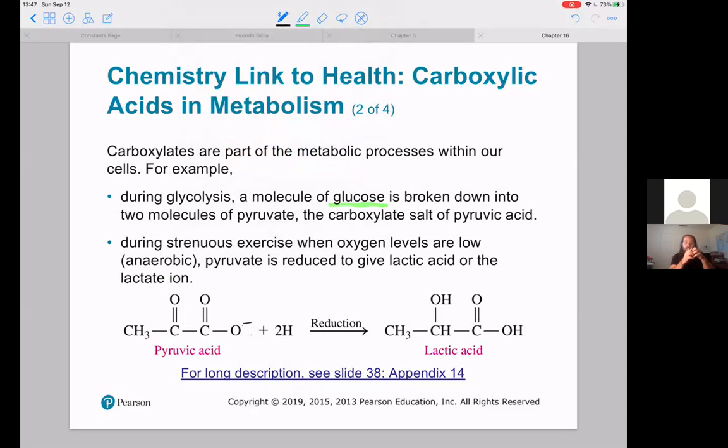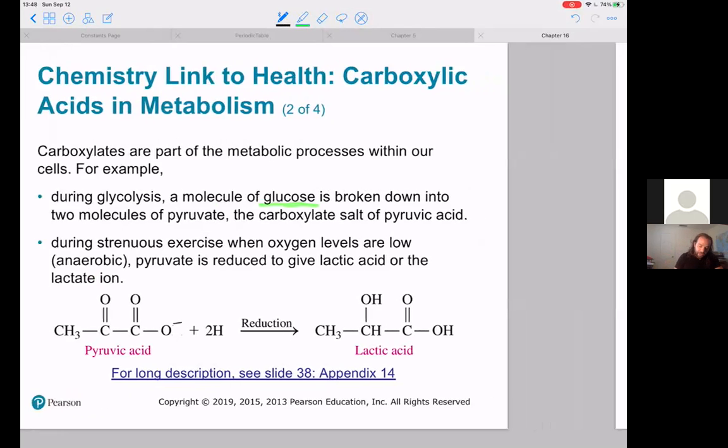Your body takes a molecule of sugar and breaks it into 2 of these carboxylate ions, and those are what continue throughout metabolism. If you're doing strenuous exercise, your pyruvate is converted into lactate, the carboxylate version of the carboxylic acid, lactic acid. So that's what builds up in your cells and makes your muscles really sore after a workout. Bottom line is both of these are carboxylic acids. They're key components throughout a bunch of our metabolic pathways.